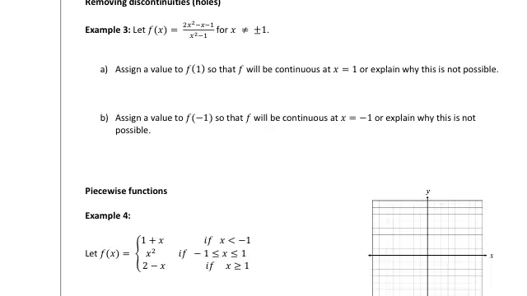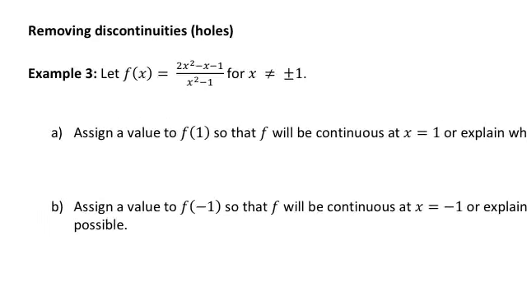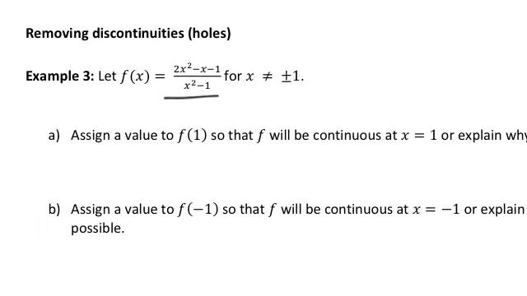Okay, we talked about hole discontinuities and how the holes are removable. They're the only type of discontinuity that we call removable. And what we mean by that is, if you're allowed to reassign the y value at the place where the hole is, what would you make it so that the discontinuity goes away, right? So for this example, it says let f of x be this function. They've excluded 1 and -1 because clearly those are the excluded values for this domain.